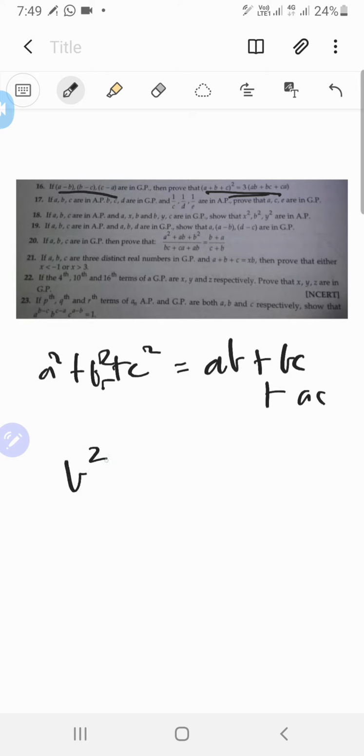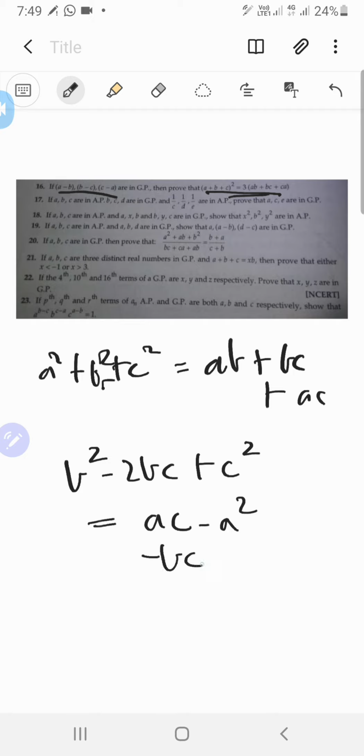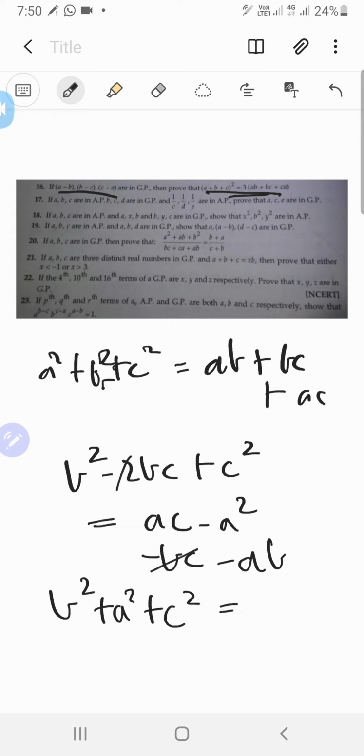We will get B squared minus 2BC plus C squared is equal to A minus B into C minus A, which is AC minus A squared, and then minus BC minus AB, I think. So one of them will cancel. Okay, you will have B squared plus A squared plus C squared is equal to AC. Why is this negative? I think something is messed up over here.